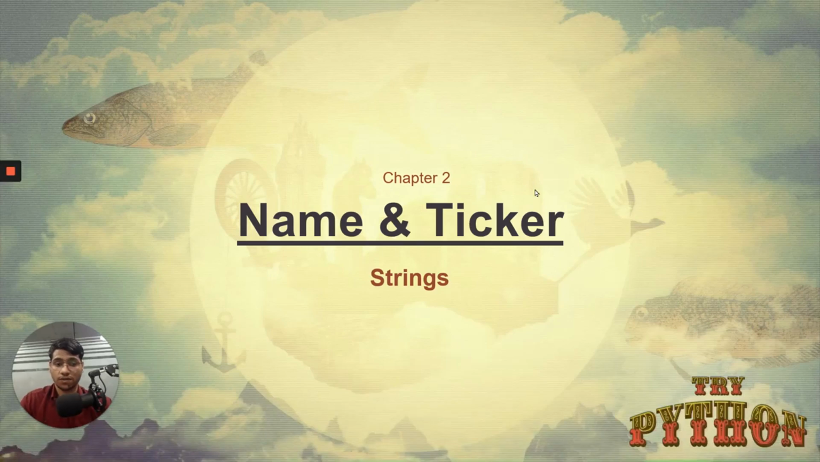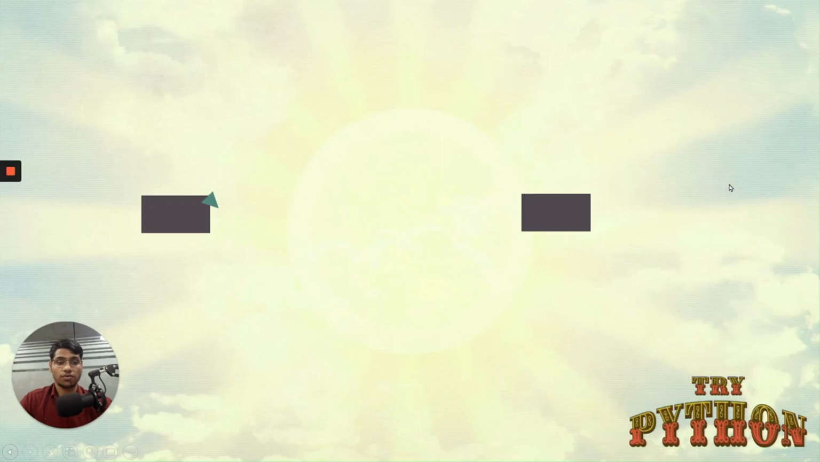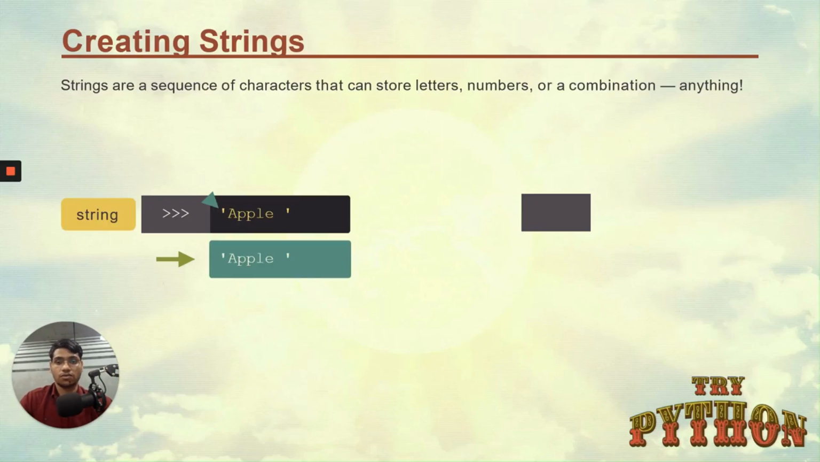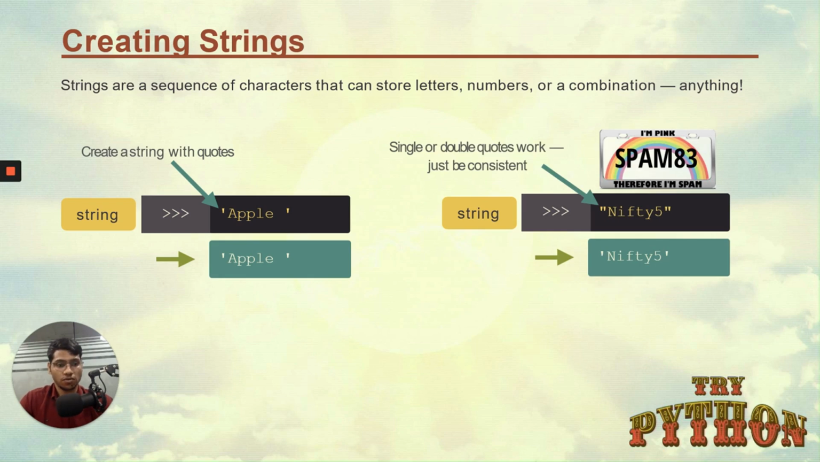Hello everyone, so today we will be starting with our second chapter, that is strings. So let's see how do we make a string in Python. You can either use a single quote to make a string, or you can use a double quote to make a string. Now strings are sequences of characters that can store letters, numbers, or any combination.